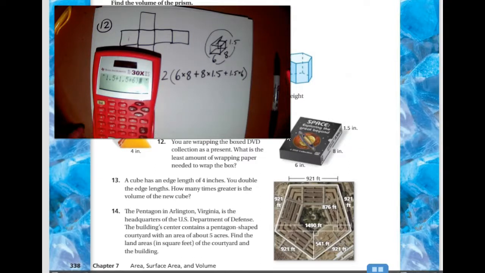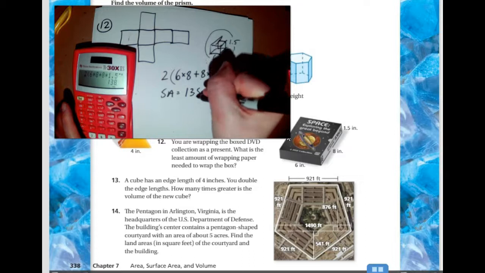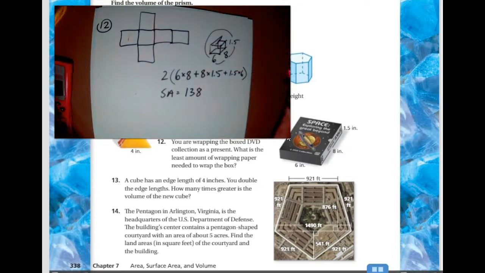If I hit enter, I should get the surface area, which is 138. Surface area is equal to 138, and because we're talking about inches, we'll say square inches. So I need 138 square inches of wrapping paper to cover that DVD box set. Again, the shortcut works every time.